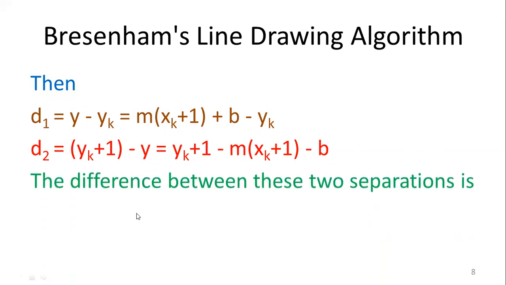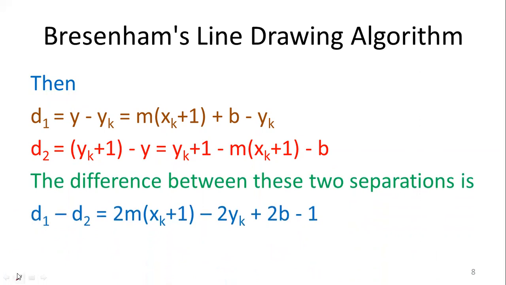Now let us find out what is d1 minus d2. Just subtract these two equations. You know the equation for d1 and d2. So just subtract these two equations, and then you will get d1 minus d2. I repeat once again, subtract the top two equations, then you will get d1 minus d2. d1 minus d2 will be 2m into xk plus 1 minus 2yk plus 2b minus 1.